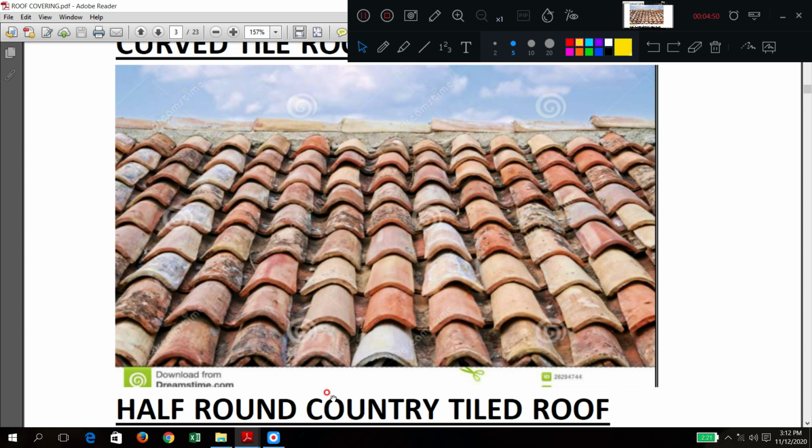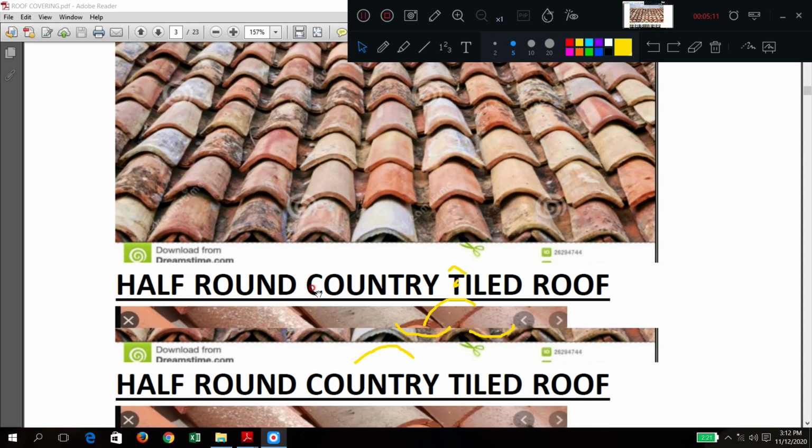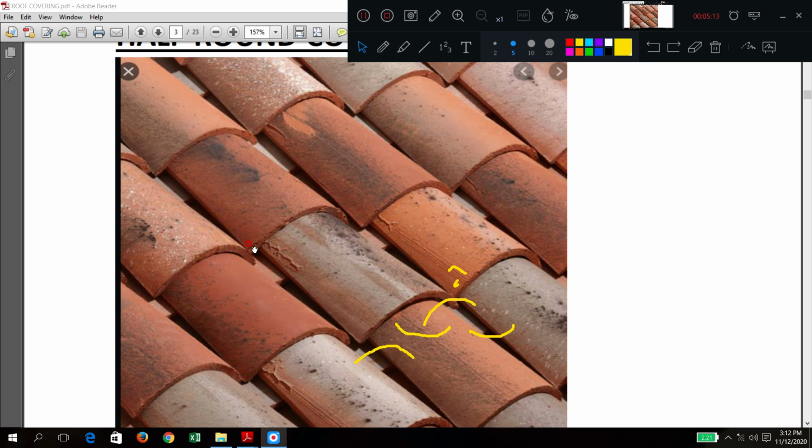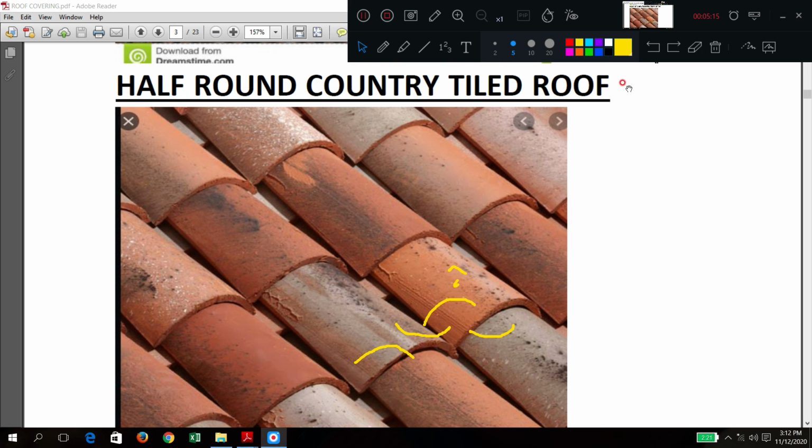Next is the curved tile. You can see the curvature here, which is upward. You have some tiles at the bottom like this, and again tiles on top like this. These are examples of curved tile or half round country tile, which can be fixed both ways. This is called concave and convex, as you understood in the previous class. This is one typical half round tile.